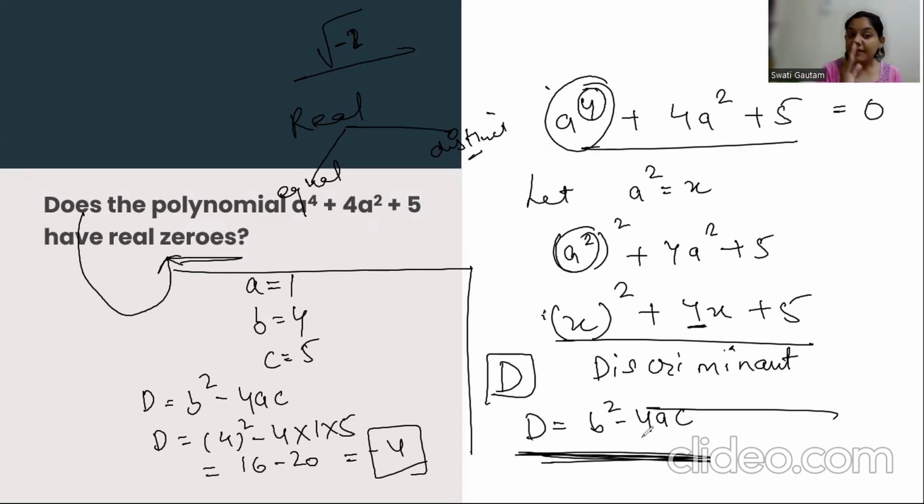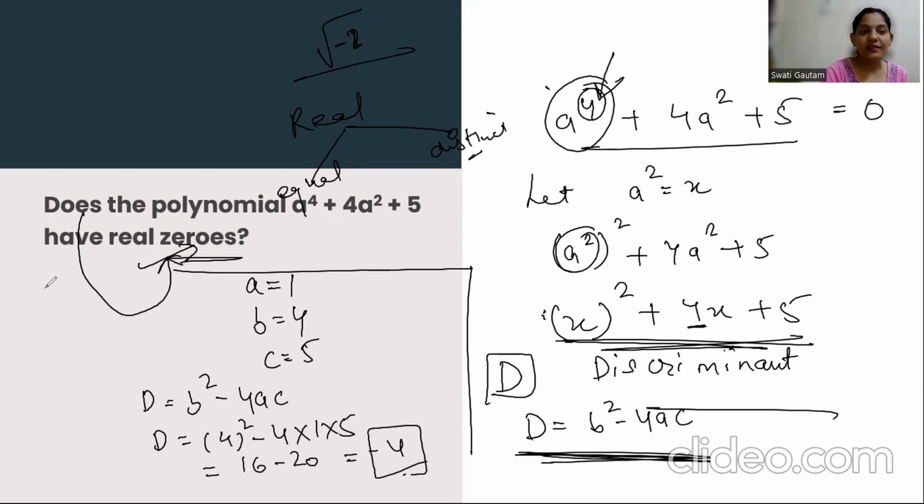And please remember that the power of the polynomial given in the question is power 4. First, I have converted it into a quadratic equation, right? And then from this quadratic equation I found D, because we have not learned power 4. We have learned about power 2 only, right? We have learned about the quadratic polynomial in class 10th, right? Now D is there.